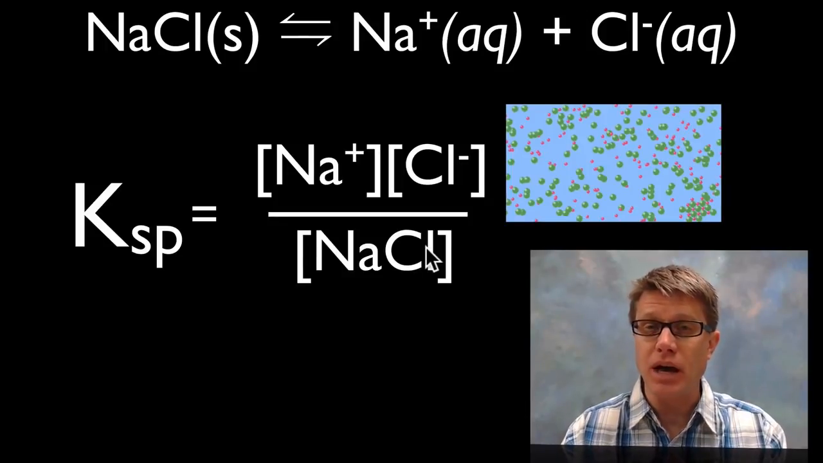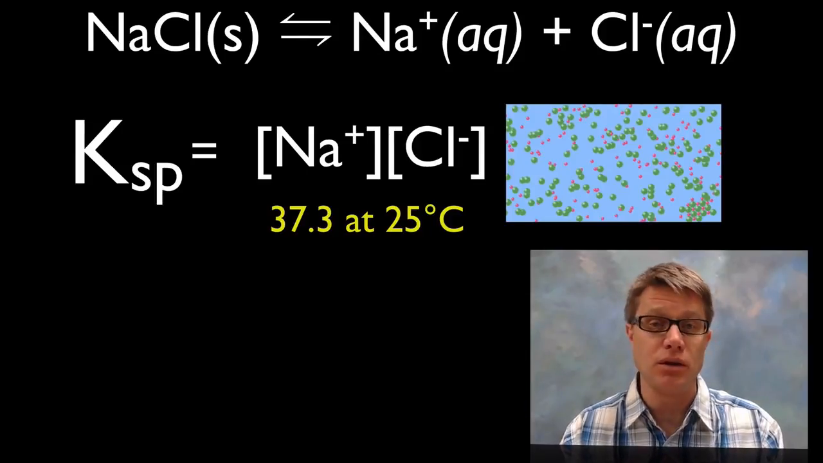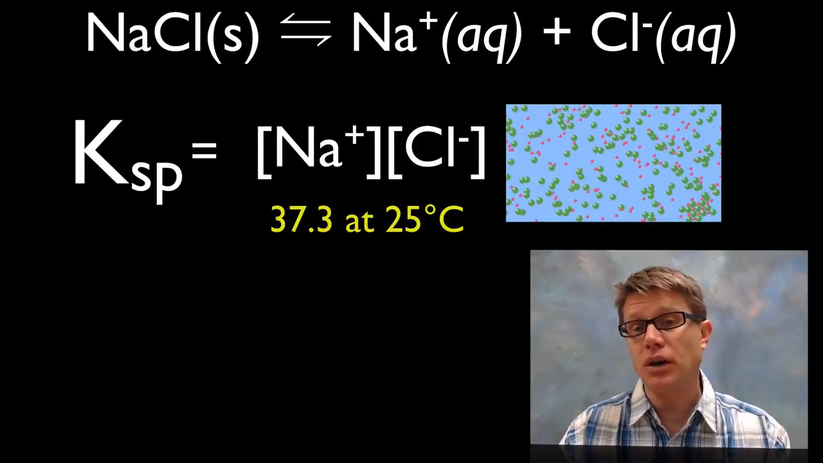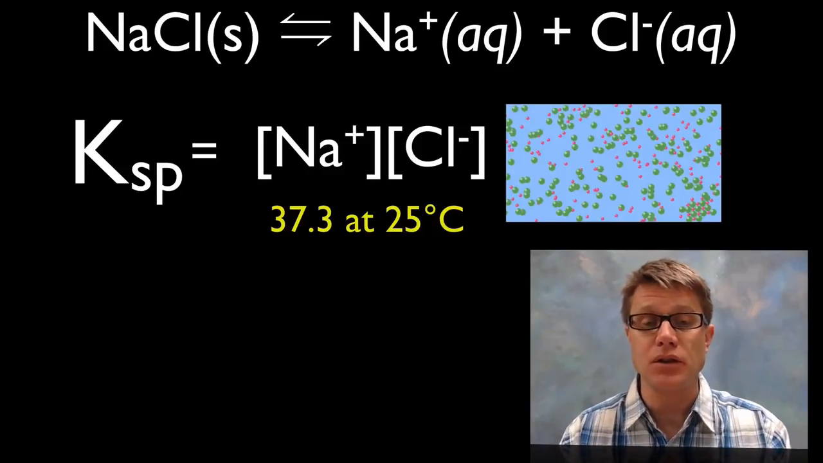Now we can get rid of that reactant since it's a solid, so our KSP value is going to be 37.3. What does that mean? Since it's much greater than 1, that's going to shift it way towards the right. We're going to have way more of those ions.